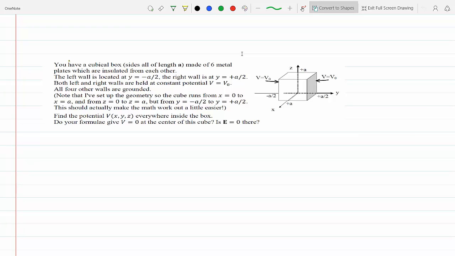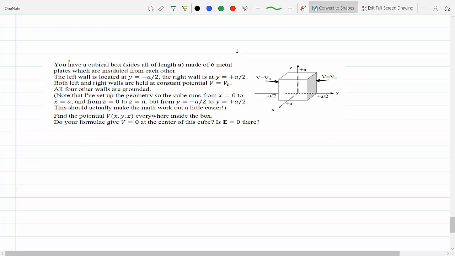The cube runs from 0 to A in the z, x equals 0 to x equals A, but then in the y it goes from minus A over 2 to A over 2. The question says this might make the math a little easier. And we need to find the potential everywhere inside the box.